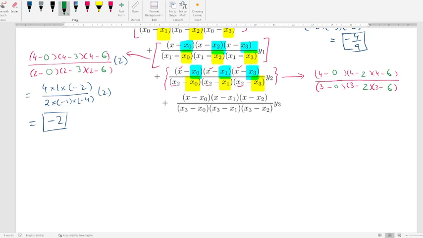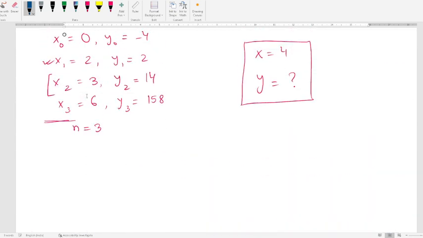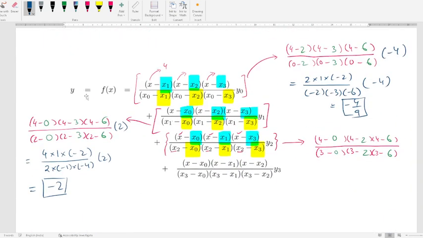Okay. And finally, we need to know what y2 is. y2 is equal to 14. So we are going to write down 14 here in the bracket at the last, right? Okay. All right. So now we want to calculate this. So this becomes 4 multiplied by 2 multiplied by negative 2, divided by 3 multiplied by 1 multiplied by negative 3, multiplied by 14 at the last, right?